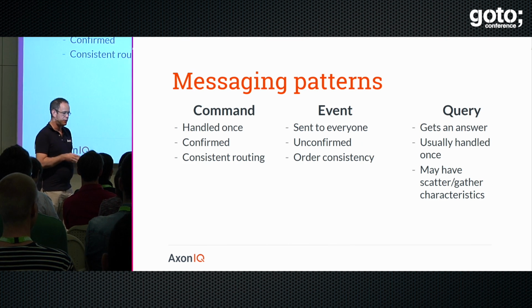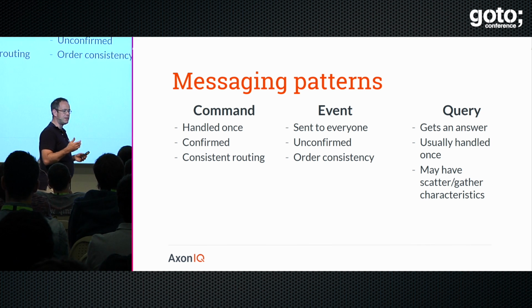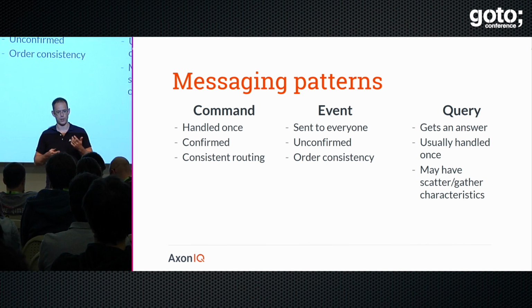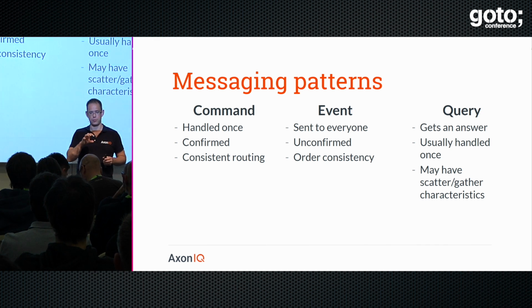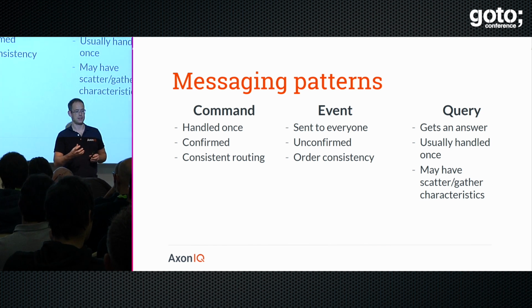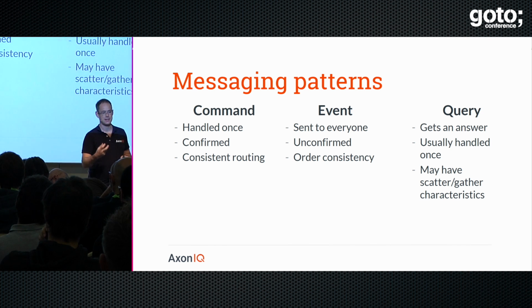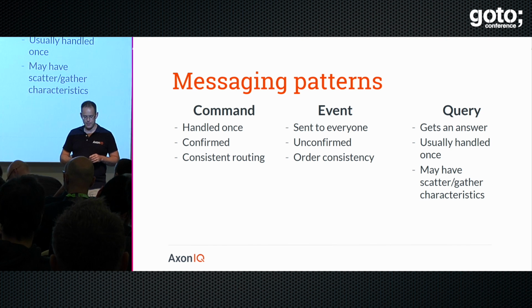The other thing is that if you look at these three concepts, commands, events, and queries, they have quite different routing patterns. A command always has to be processed once, and you need some confirmation that this has happened. Ideally, you want some consistent routing. If you have many instances of command processors, it's a good thing to send commands that are targeting the same aggregate to the same instance, because then their caches will be warm and it will work a lot faster.